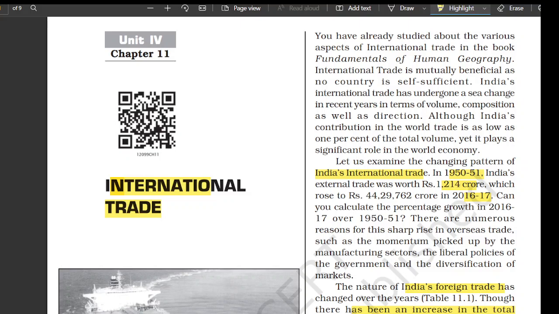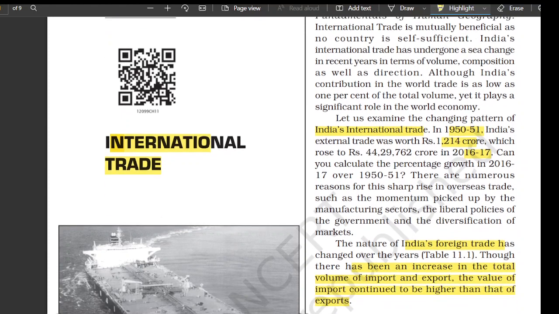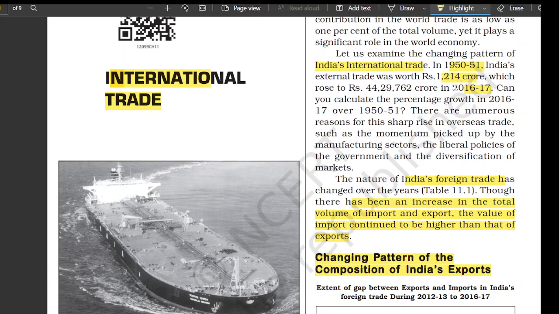Let us start with chapter number 11 from Indian Geography, class 12th. This chapter is about international trade. It is a pretty small chapter, and let's see how much time we take to complete this chapter.